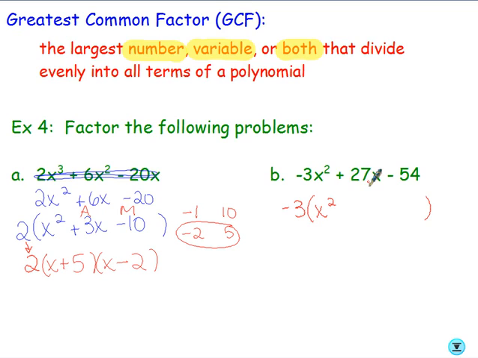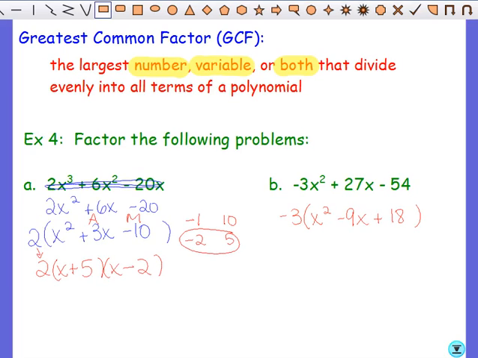Positive 27 divided by negative 3 is negative 9. The x tags along. Negative 54 divided by negative 3 is positive 18. Watch your signs because you don't want to make any mistakes there. Now, we're again going to pretend that that 3 is not there.